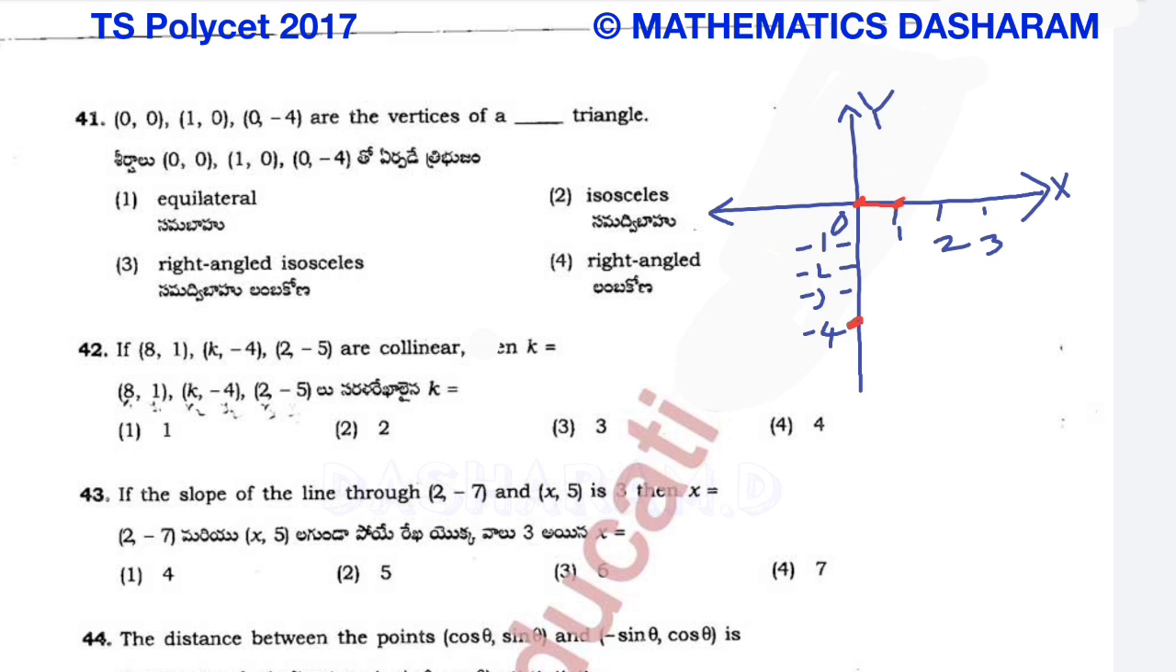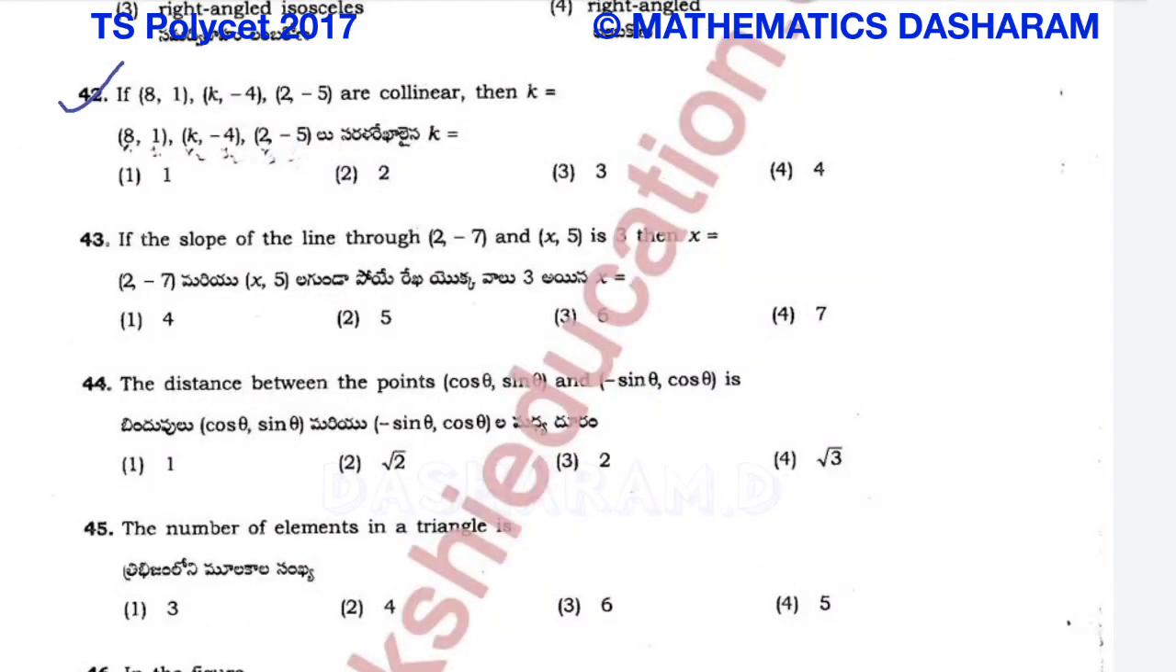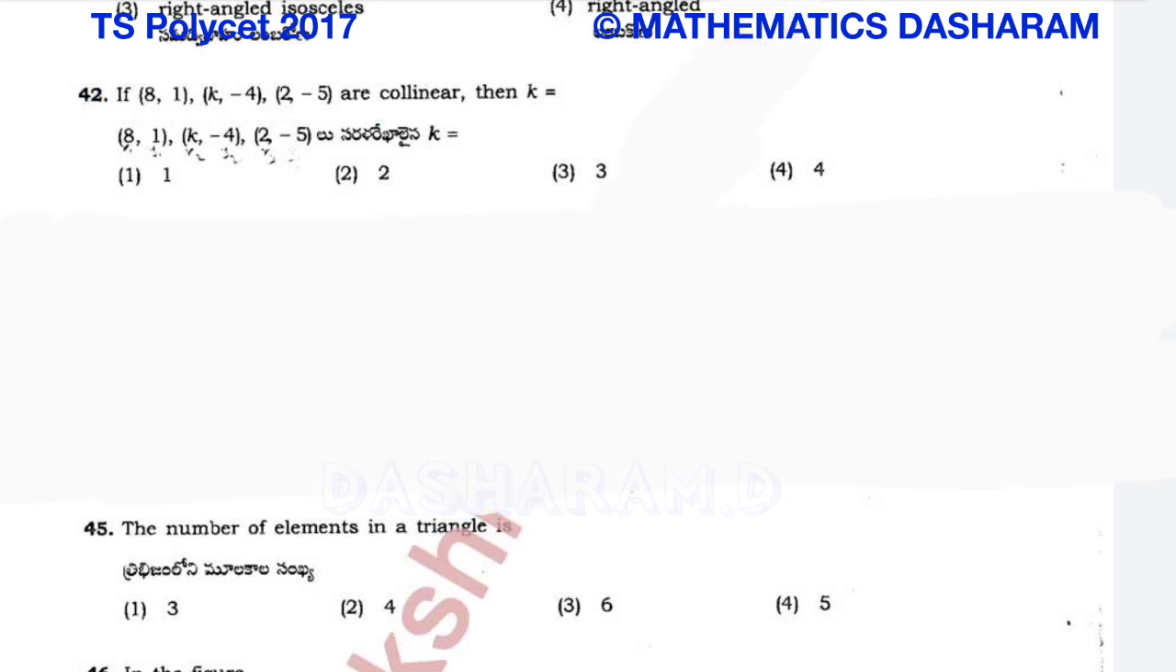So let us join these 3 points, then we will get one triangle. In this triangle there is definitely a 90 degree angle because it is the intersection point of the x and y axes, so it is a right angle triangle. Okay, and the sides are completely different, so it is not a right isosceles triangle, it is just a right angle triangle. Question number 42. If 8 comma 1, k comma minus 4, 2 comma minus 5 are collinear, then what is the k value? If the given 3 points are collinear, then the area of the triangle is 0.